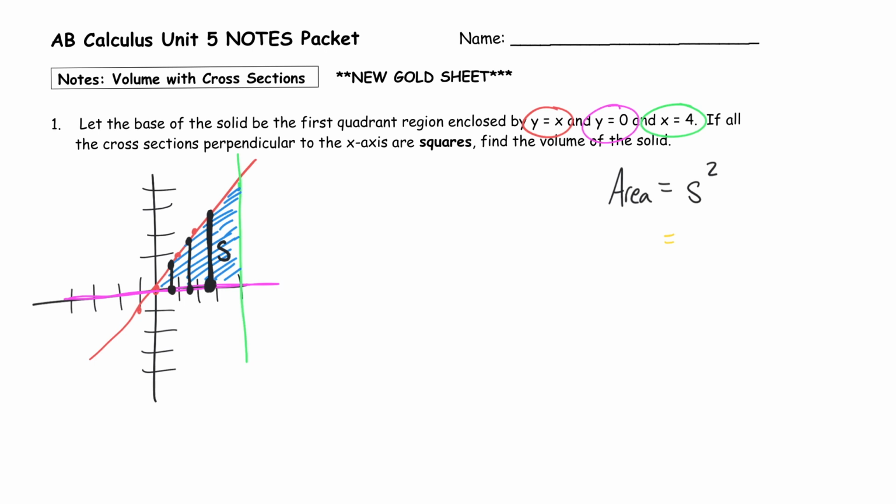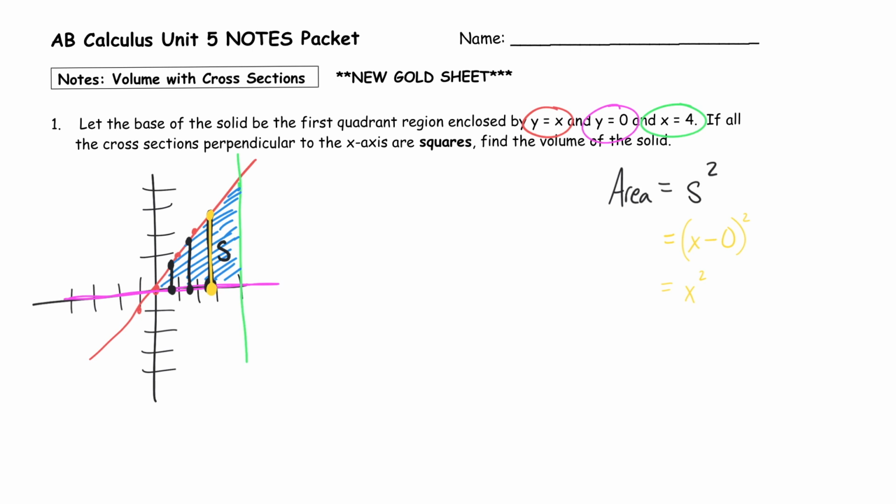And so in this problem, our length is going to be the top minus bottom, just like we did with our disc and washer problems. So top minus bottom is going to be my red, which is x, minus the bottom, y equals 0, and we're going to square that. And in this case, that's just x squared, right? So that's the area of every square.